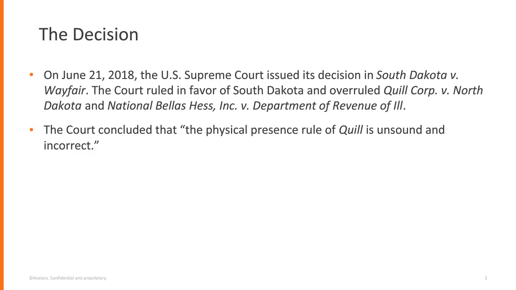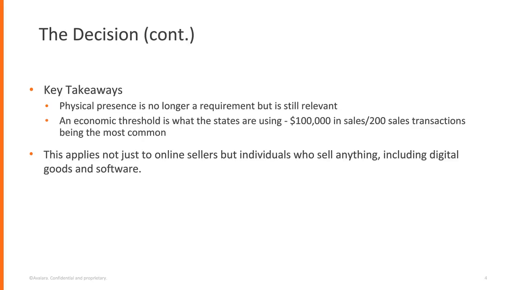So on June 21st, 2018, as many of us are aware, the Supreme Court essentially overturned Quill and said that the physical presence rule in the initial Quill ruling was unsound and incorrect. The key takeaway was that physical presence was no longer a requirement, but it was still relevant. So that complexity didn't go away. However, we just added more complexities.